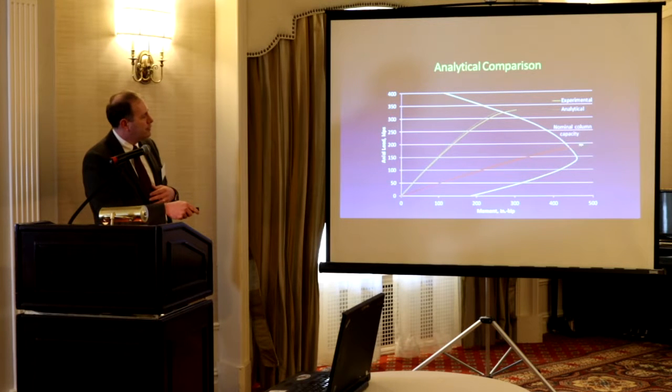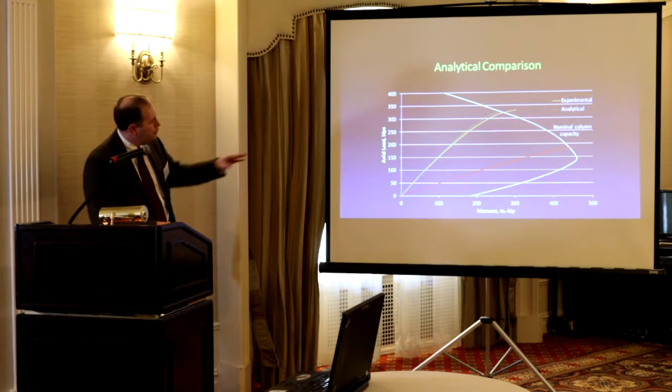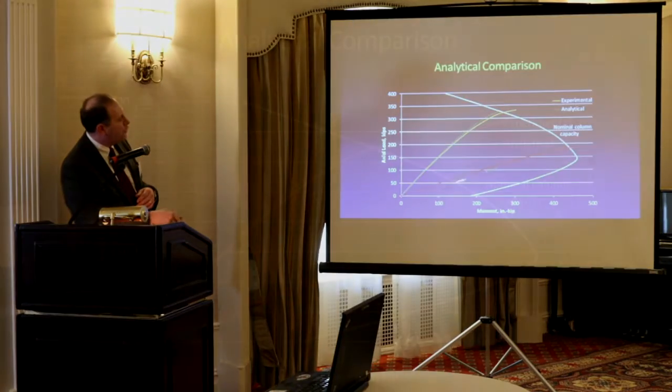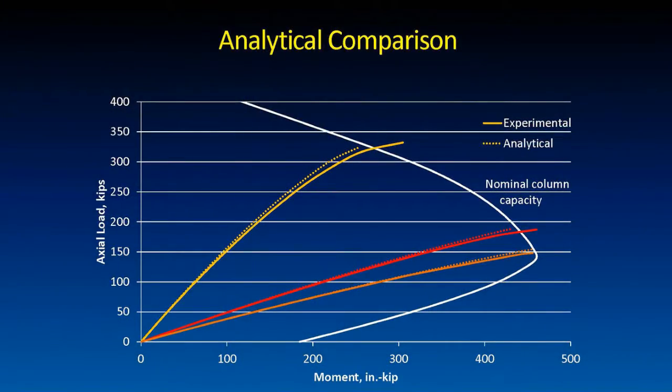Here's another test. Again, outside, if you look, this one's in red, with the lighting you may not see, but it falls right on top of the analysis. Here's another one, tested, it failed right at the curve. We actually get and follow that analysis. So using very simple moment curvature relationships, we can predict the behavior.